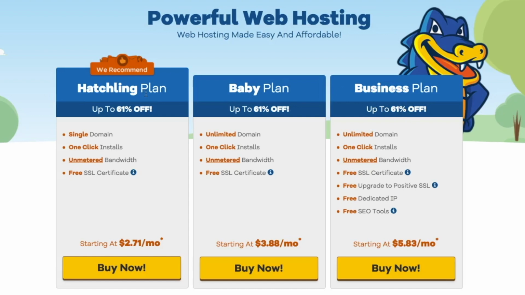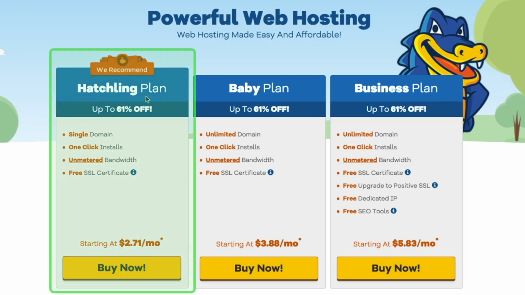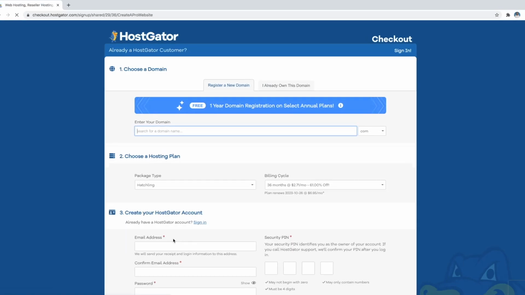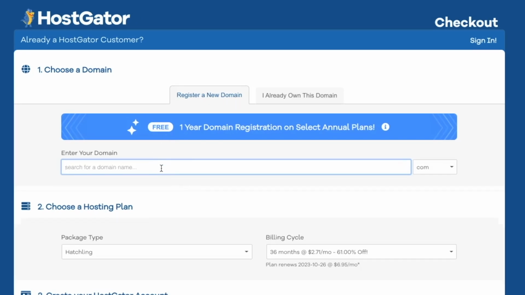But for now, let's just say that you're just starting out, you want to give this a shot for the first time, then you can always do the hatchling plan. You still get a single domain, a free SSL, so it's a great plan. So let's just go ahead and click on Buy Now. And here is where you can get a custom domain name for your site. Or if you already have one, you can just click on this tab right here and hook that up. But I'm going to get a brand new one.